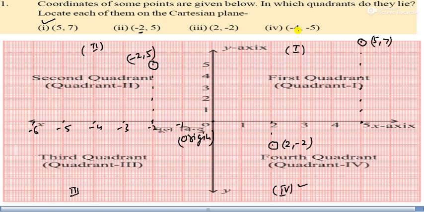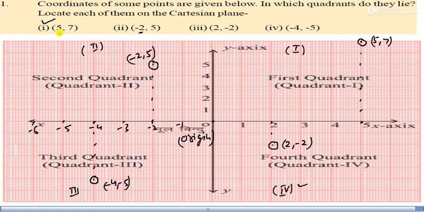Now the fourth one is -4, -5. So first move on the x-axis. It is -4, it is here, and -5 is 1, 2, 3, 4 and 5. So you can put a point here, circle it, and write here -4, -5. Which quadrant? It is the third quadrant.